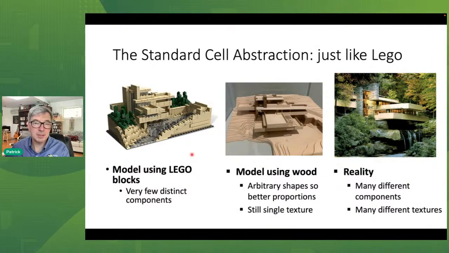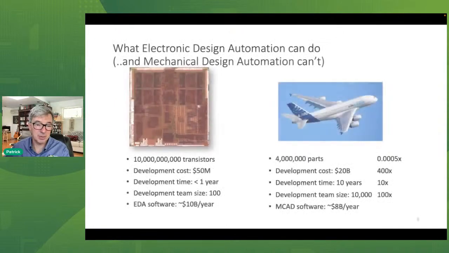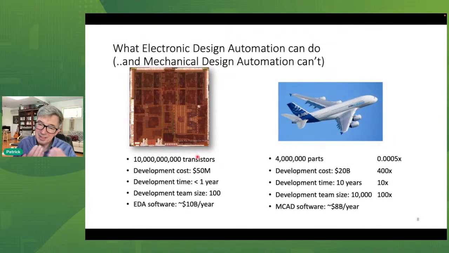And also it wouldn't work that well in a physical environment, whereas in the electronic environment, we managed to make the standard cell abstraction work very well. So that causes a big difference between mechanical design automation and electronic design automation. In electronic design automation, we can design things that have billions of transistors. If I compare that to an airplane, there's only a few million parts. The development cost of a chip maybe is in the order of 50 million, maybe $100 million for a large complex chip, and smaller chips are cheaper.